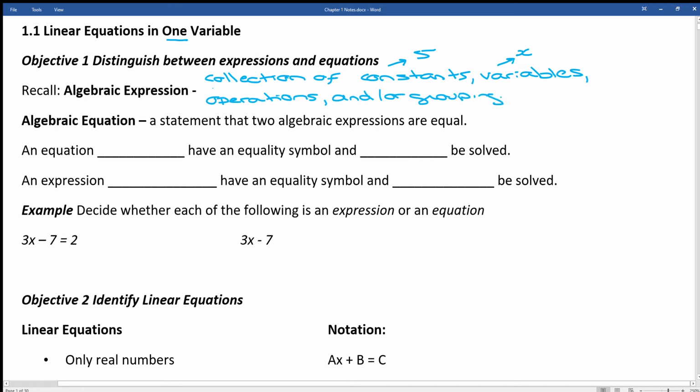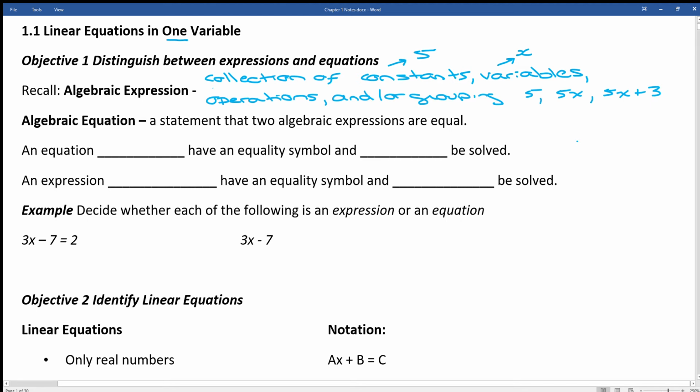So what that means is that you could have something like 5, and that's an expression. You could have something like 5x, and that's an expression. You could have something like 5x plus 3, and that would be an expression. So it's a collection of these constants, variables, operations, and or grouping.